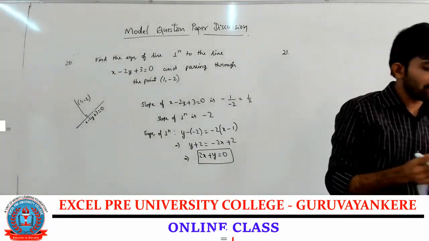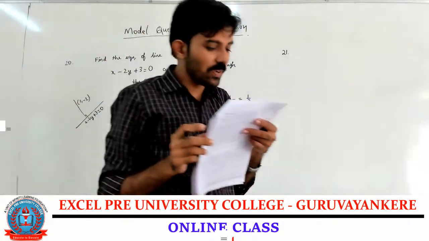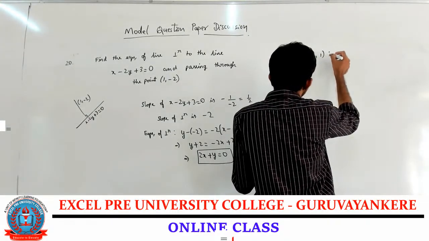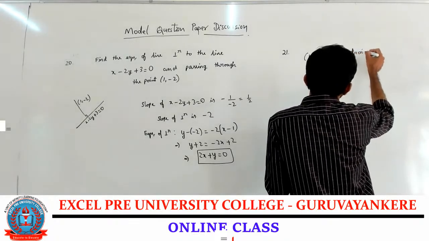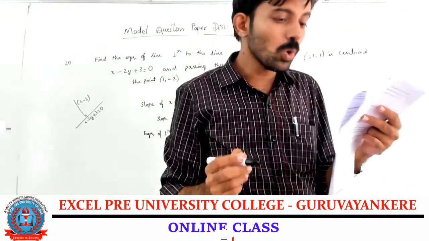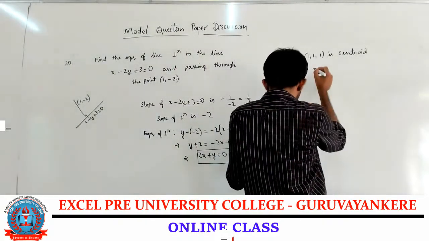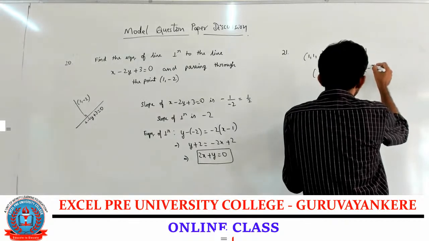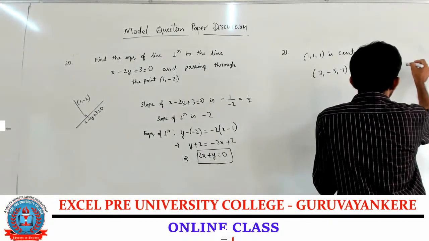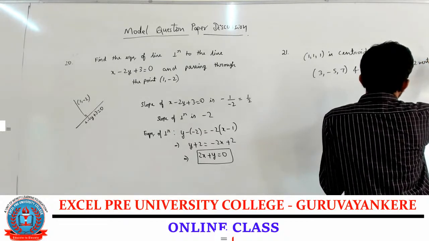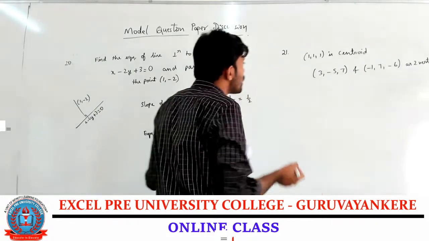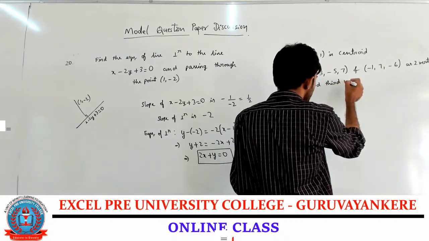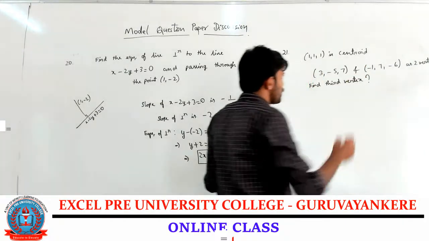1, 1, 1 is the centroid of the triangle with two vertices given, 3, -5, 7 and -1, 7, -6. You have to find the third vertex.